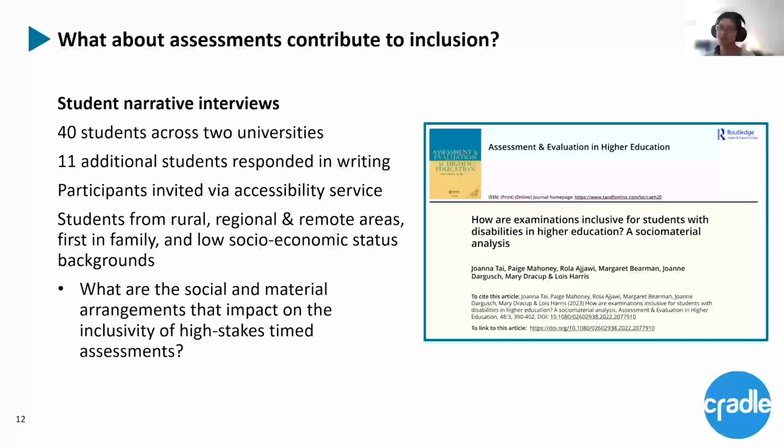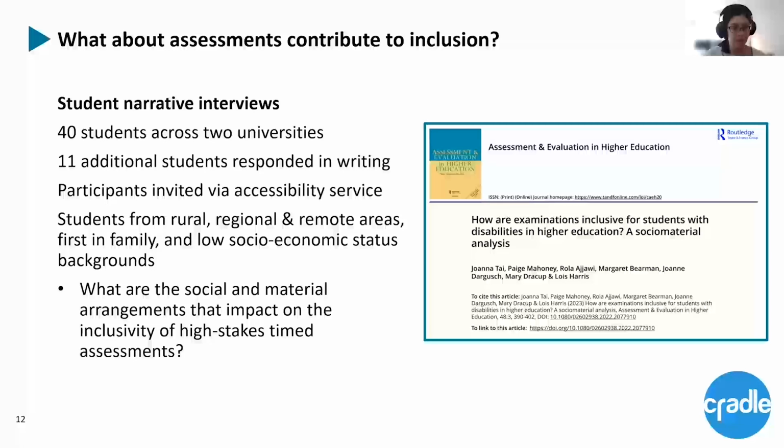And in addition to this, we also asked students about their personal circumstances in relation to where they lived, if they were first in family to attend university, or if they came from a low socioeconomic status background. And there was a mix of that across the students who participated. And so you can see that there is overlap in terms of diversity. We can't just assess them on one particular form of diversity.